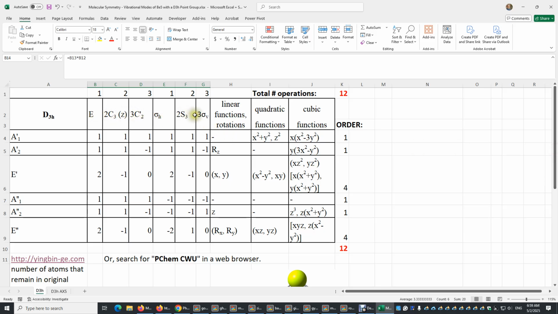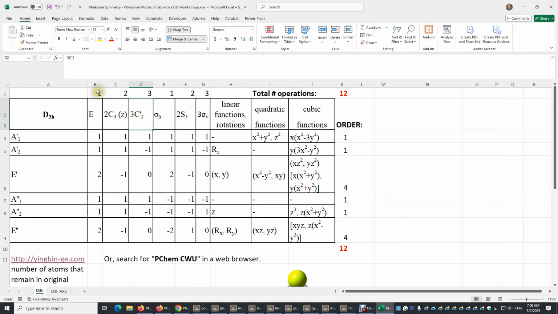Each column is one type of symmetry operation, and this is the C3 type. There are 2 different operations in this column, rotating 120 degrees and rotating 240 degrees. And over here it's also one type of symmetry operation. There are actually 3 different operations, because we have 3 different C2 axes, and you can do a rotation about each of the 3 rotation axes.